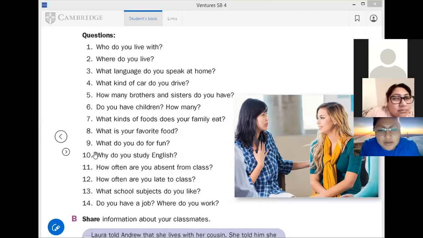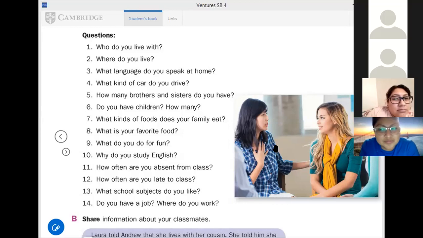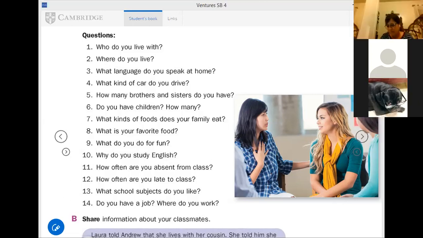Let's see. Number 9. What do you do for fun? I like to play sports. What kind of sport? I like softball and basketball, although I don't play basketball very much anymore. I'm pretty slow, but I play softball. Right? The teacher said that he played some sports for fun, right?